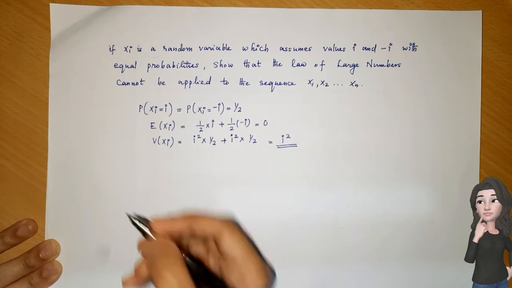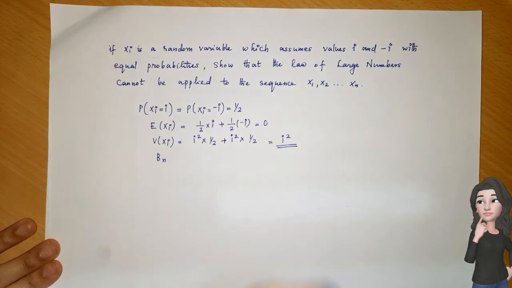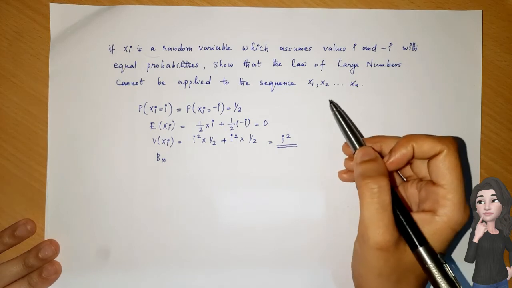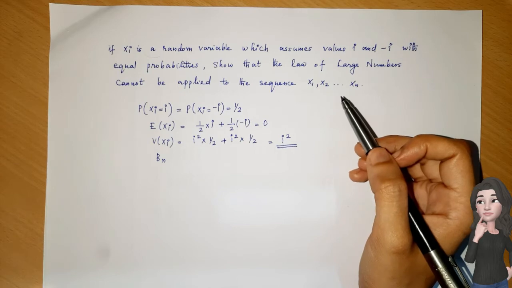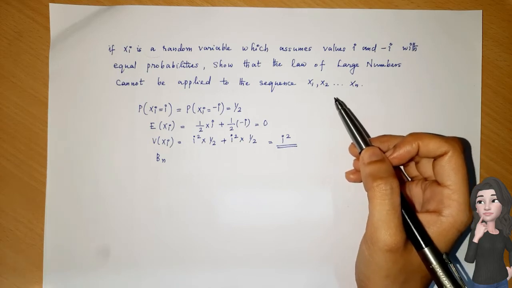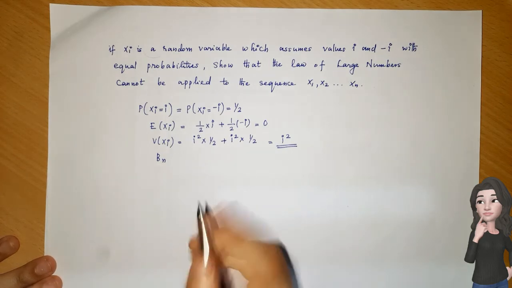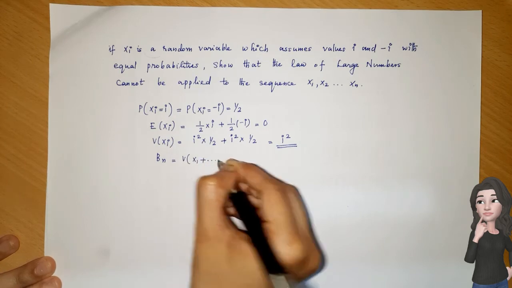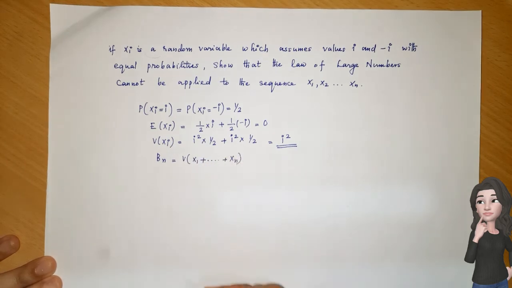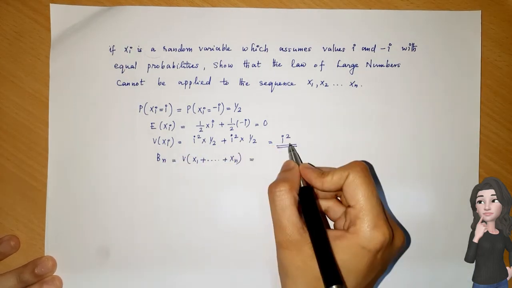Now we need to check whether the Bn by n square is tending to 0 or not. We have a condition that the weak law of large numbers holds only if Bn by n square tends to 0. So we are going to check if Bn by n square is tending to 0 or not. So Bn is equal to variance of X1 plus etc. Xn, which is equal to variance of Xi is i square.